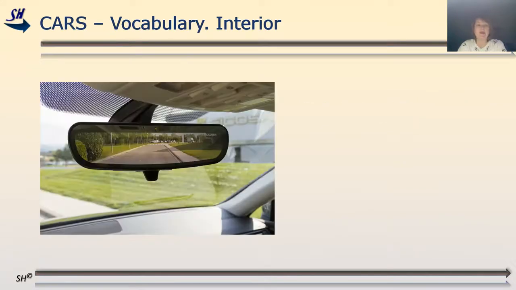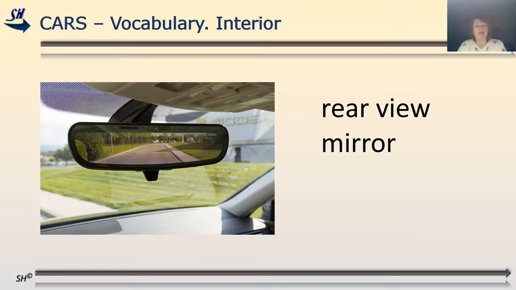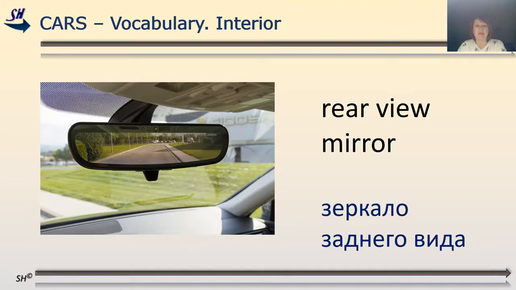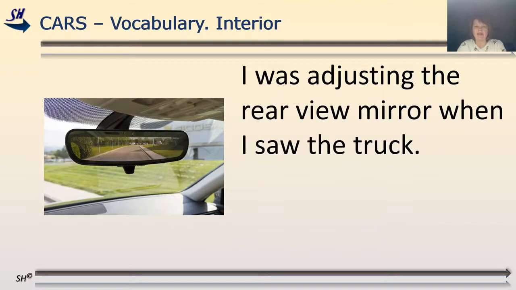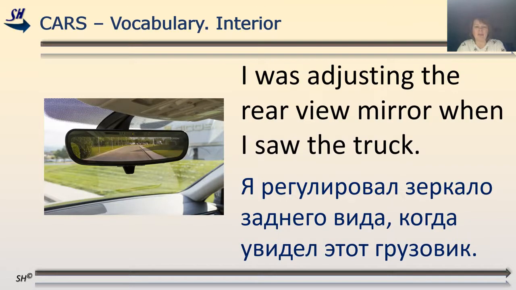What else? Right, we have this big mirror that shows you what's happening behind you. It's called a rear view mirror. We can see an example. I was adjusting the rear view mirror when I saw the truck. I was adjusting means moving it a little bit to make sure that you see everything very well, right? It's just moving it to make it convenient for you to see what's happening at the back. I was adjusting the rear view mirror when I saw the truck.